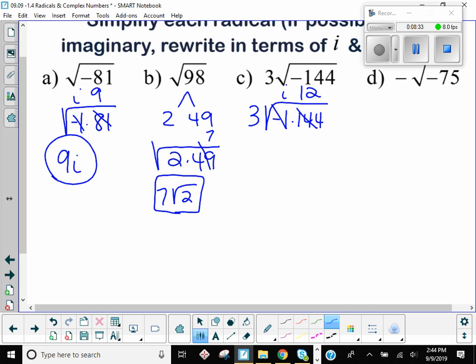I saw this common wrong answer. Someone tell me, this person is kind of right, but kind of wrong. What are they forgetting to do? Times the 3 out front, right? About a third of you gave me 12i. Don't forget about the 3 up front. So it's really 3 times this, so 36i.